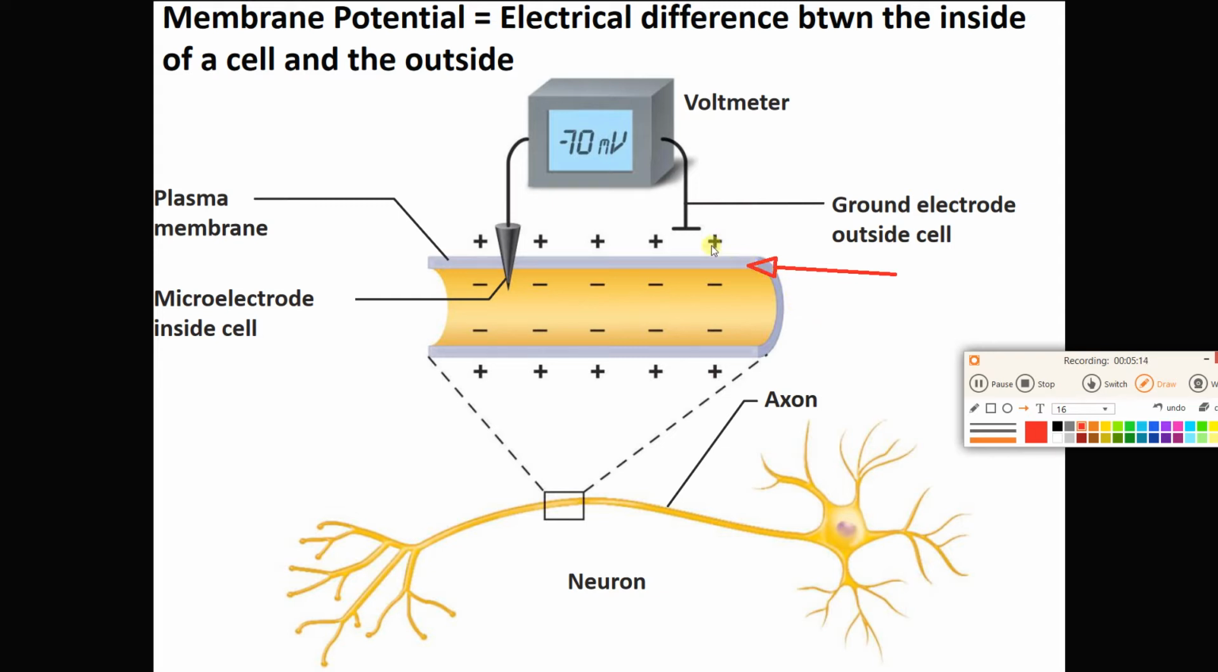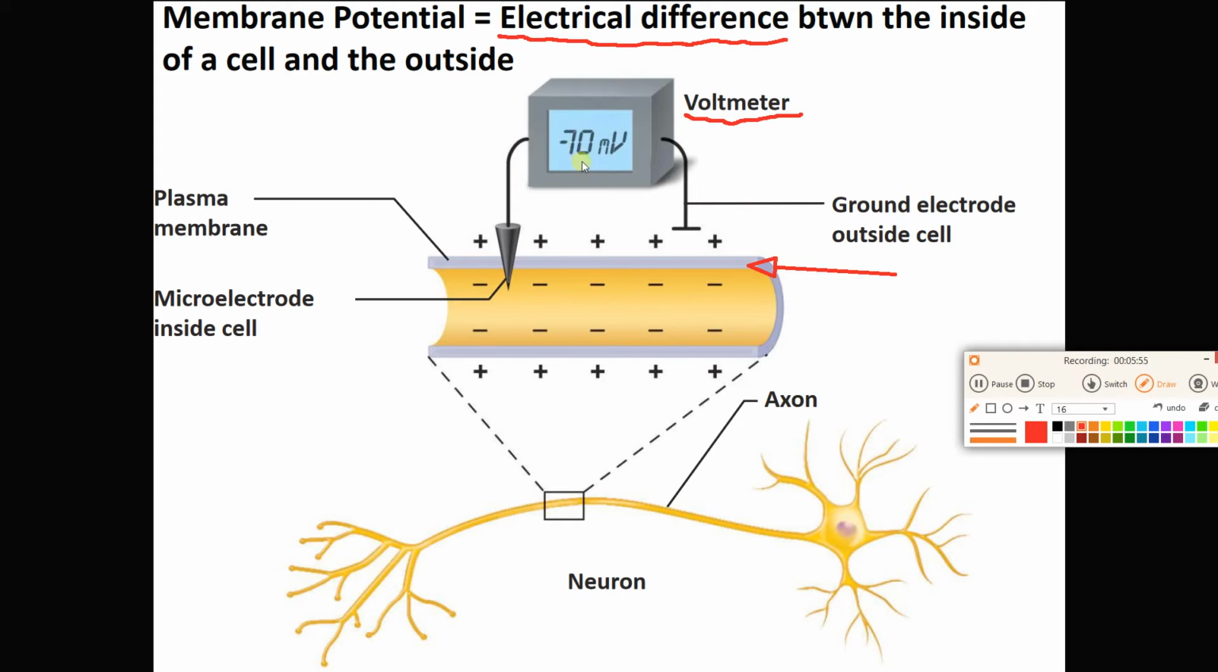And notice on the outside, we have more positive charges. On the inside, we've got more negative charges. So there is an electrical difference, like we just said. And that electrical difference is called a membrane potential. And we can actually measure this using something called a voltmeter. And you stick an electrode inside the cell. The voltmeter tells you the value of this electrical difference, the value of this membrane potential. And it is about negative 70 millivolts. And that negative just means the inside is more negative than the outside. That's all the sign there means.